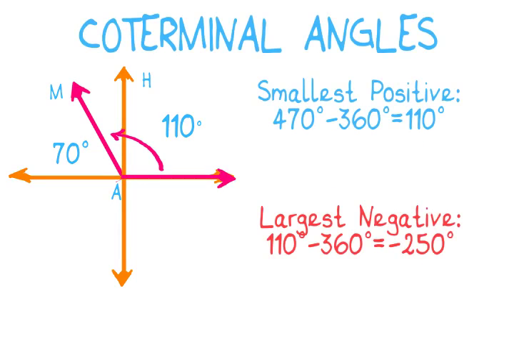To get the smallest positive, we reduce 470 by 360, which is equivalent to 110. For the largest negative, we continue to subtract 360 from 110, which is equivalent to negative 250 degrees.